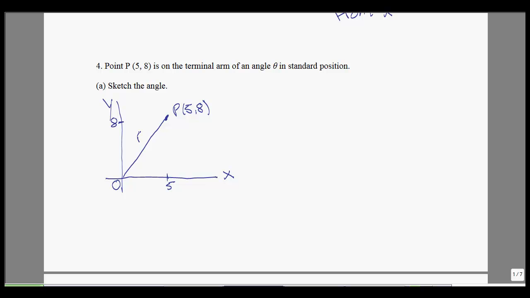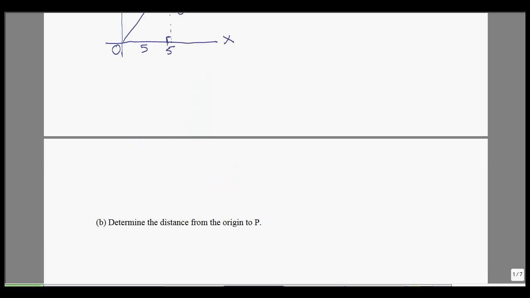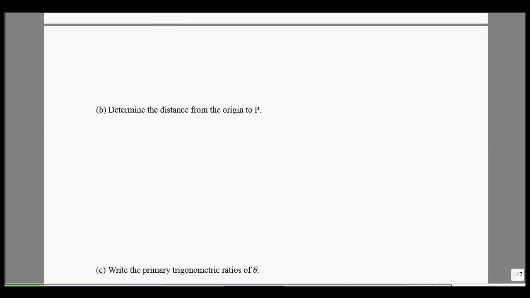Let's label that r. We can see here that we've created a right triangle with side lengths 5 because we went 5 from the origin, and 8 because we went 8 up from the origin. So when we look at our next question here, it says determine the distance from the origin to P. That distance is going to be our r distance that we labeled on our triangle. So we can use our Pythagorean theorem here, which will say r squared equals x squared plus y squared.